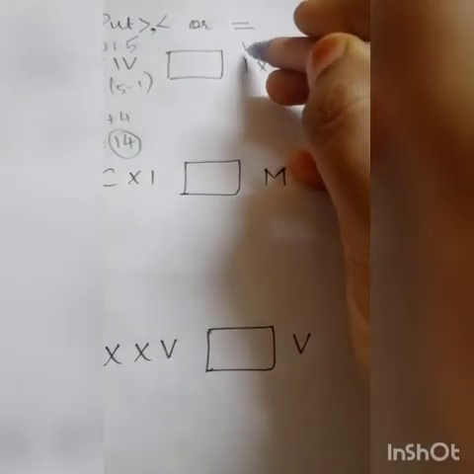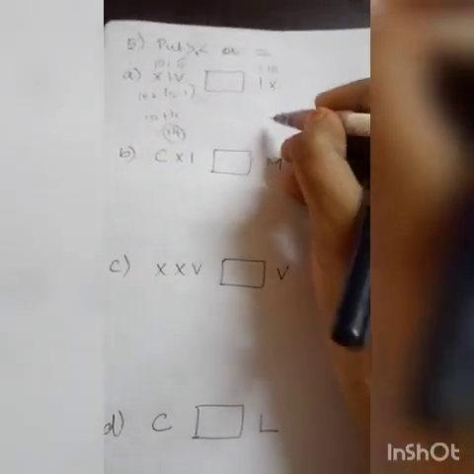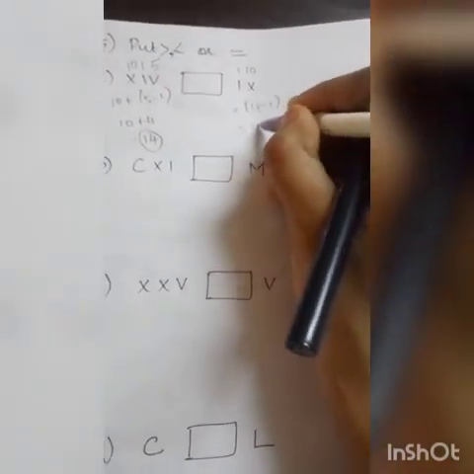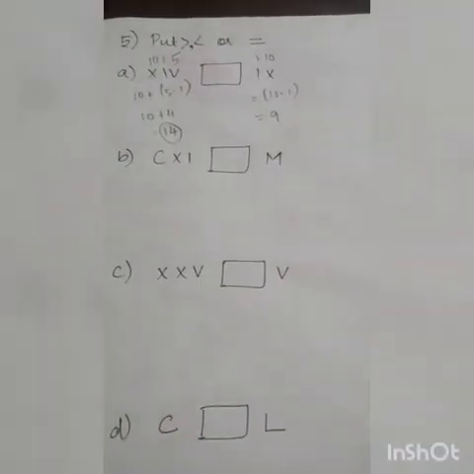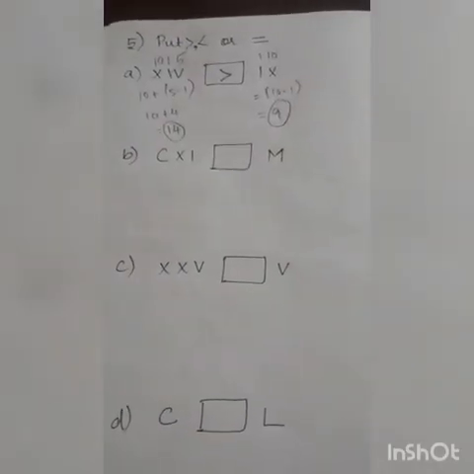Next, IX. So smallest, greatest, so actually what takes place here? Subtraction. So what you will do? You will subtract it. 10 minus 1 is 9. So the answer is 9. So which is greatest here? 14 is greatest. So obviously this value XIV is greater than IX. XIV is greater than IX. Keep that in your mind.